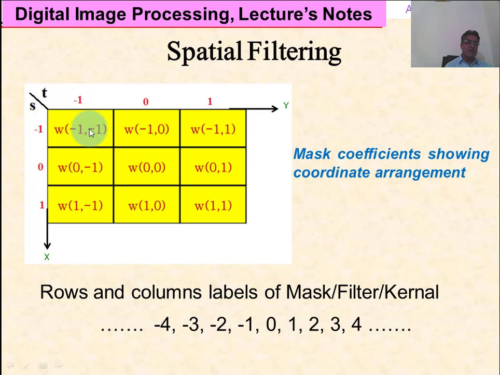So w of s comma t will become w of -1, -1 here. W of s comma t will become w of -1, 0, because row s is -1 and column t is 0. This location is -1, 1. This location is 0 row and -1 column, 0, -1. This is 0 row and 0 column, and this is 0 row and 1 column, the 0, 1 location. And here 1 row and -1 column, 1, -1, and 1, 0 and 1, 1. These are the locations of the mask or the filter.